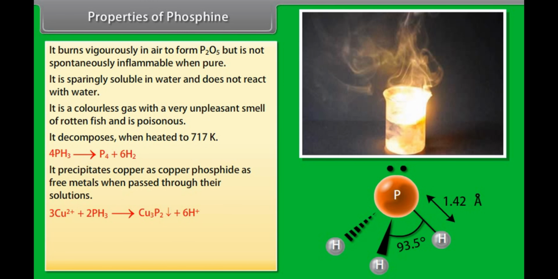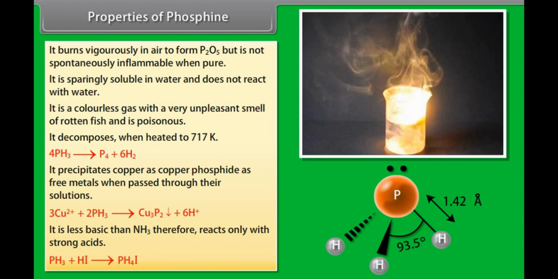It precipitates copper as copper phosphide, and other metals as free metals, when passed through their solutions. It is less basic than NH3, therefore it reacts only with strong acids.